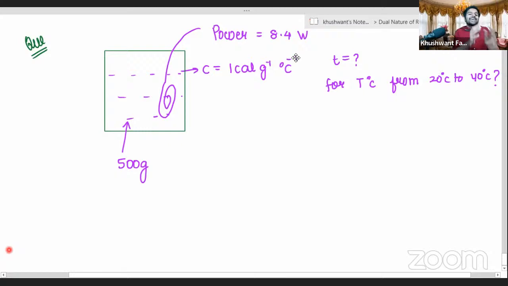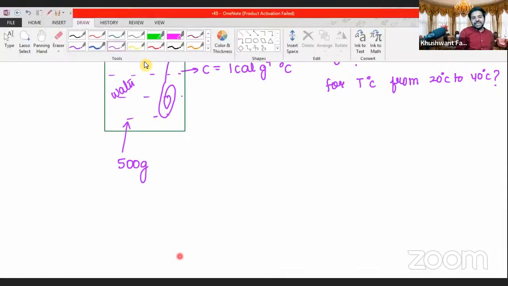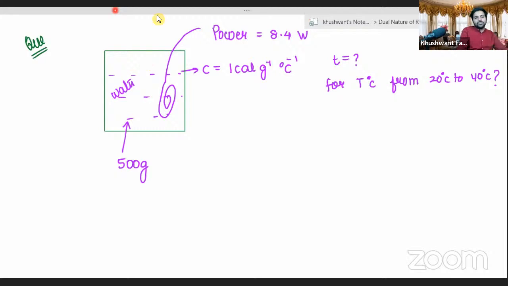I want to calculate how much time it will take for the temperature of the water to go from 20 to 40 degrees Celsius. What concept will you use? Can we discuss this with Tanisha? Tanisha, what do you think? How should you go ahead with the question? I'll write down the options here meanwhile.